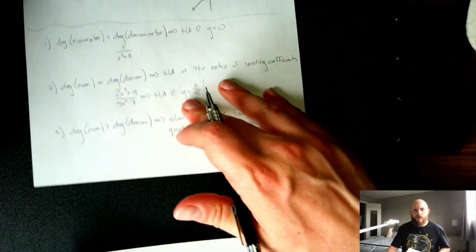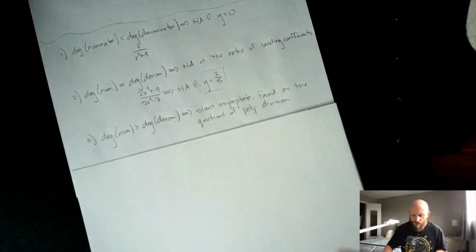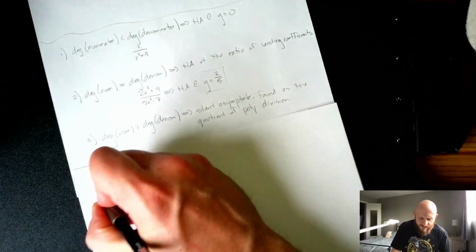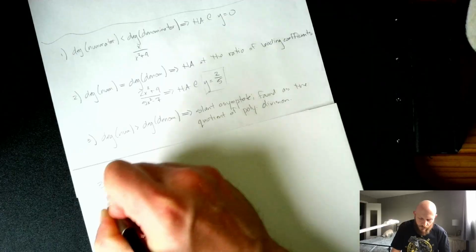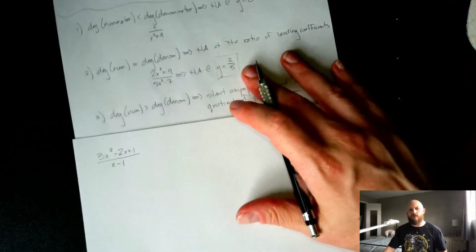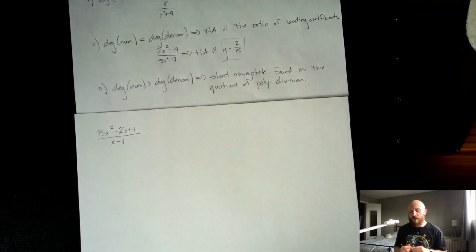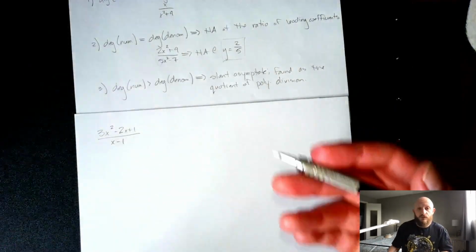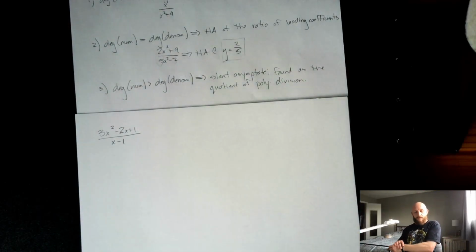All right, so for this last scenario where the degree of the numerator is greater than the degree of the denominator, here's an example: 3x squared minus 2x plus 1 over x minus 1. We want to figure out what the asymptote for this is. It's going to be a slant asymptote. So we do the polynomial division, and the quotient, the result of that polynomial division, is the slant asymptote.